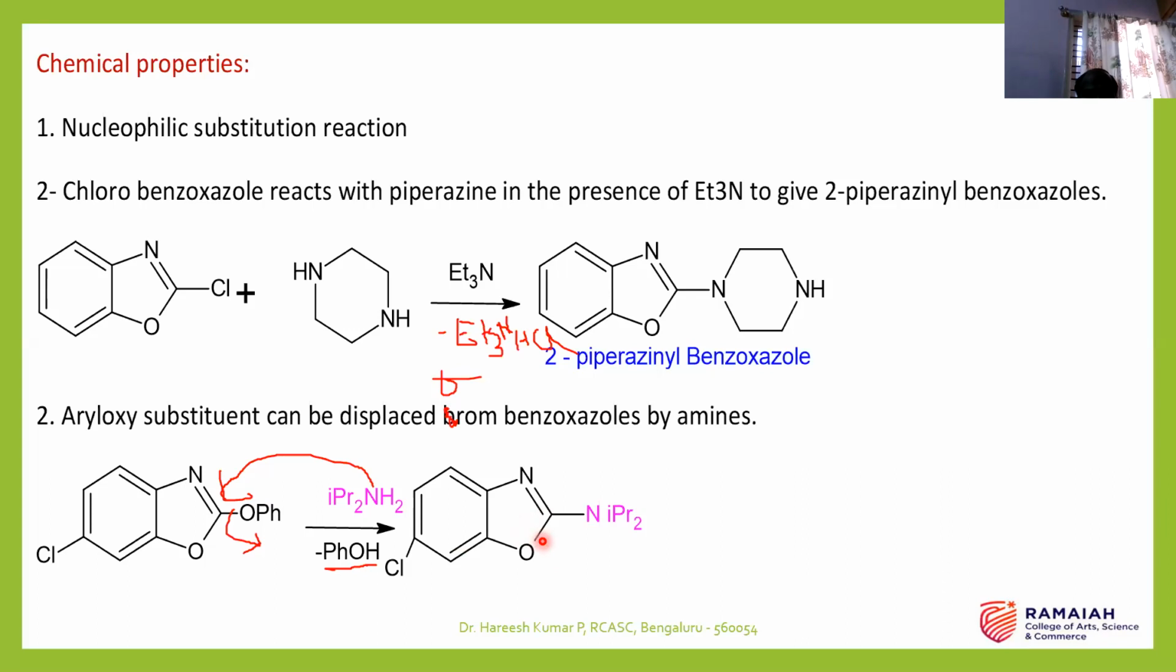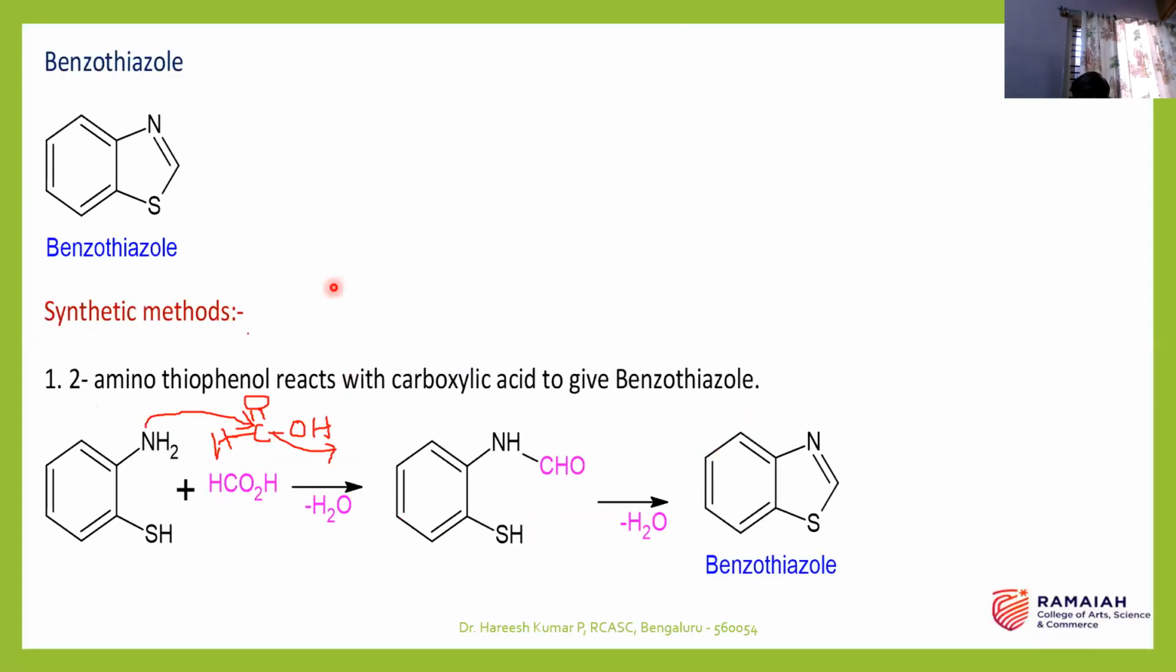So with this, I will go to one more benzofused compound. I will go to the next slide. Okay, so this is benzothiazole. What is benzothiazole? First, what is thiazole? A 5-membered ring with sulfur and nitrogen at 1 and 3 positions is called thiazole. Suppose in a 5-membered ring the sulfur and nitrogen are at 1 and 2 positions, it is called isothiazole. Suppose a thiazole is fused with benzene, then it's called benzothiazole.